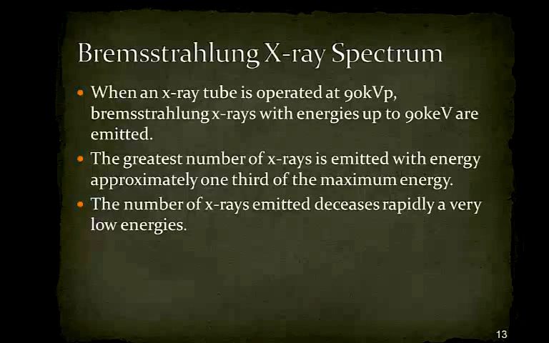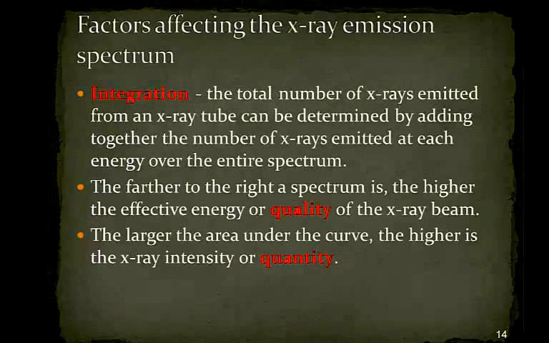Now when we look at the BREMS X-ray spectrum, when an X-ray tube is operated at 90 kVp, BREMS X-rays with energies up to 90 kVp are emitted. Again, notice that it says up to 90. So obviously that means we can get less. The greatest number of X-rays is emitted with energies approximately one-third of the maximum, and that could vary based on the machine. The number of X-rays emitted decreases rapidly at very low energies.